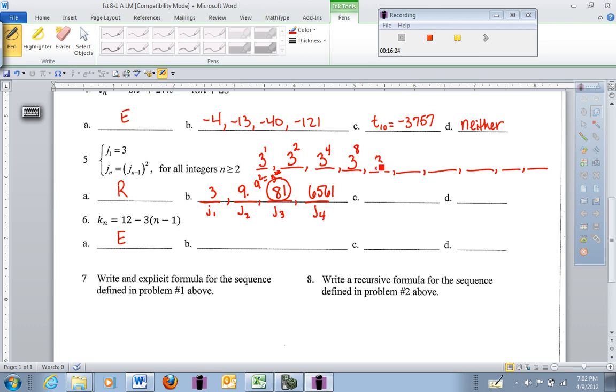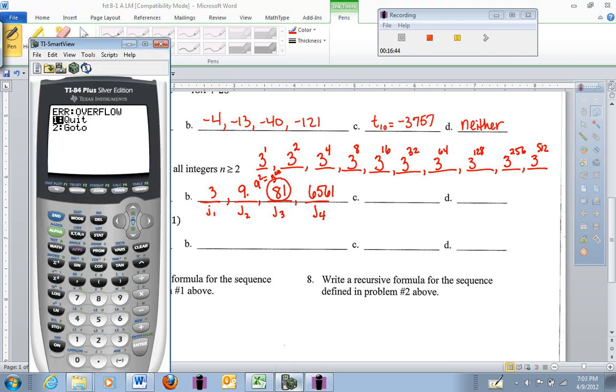The next one will be 3 to the 16th, and then 3 to the 32nd, and then 3 to the 64th, 3 to the 128th, 3 to the 256th power, and then 3 to the 512th power.